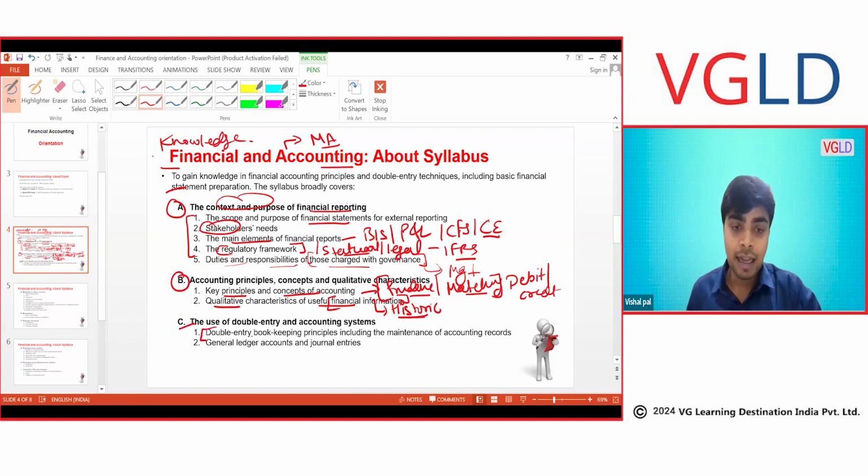Again, one of the key elements is double entry bookkeeping, the double entry system. So how many of you are already aware of this double entry system?